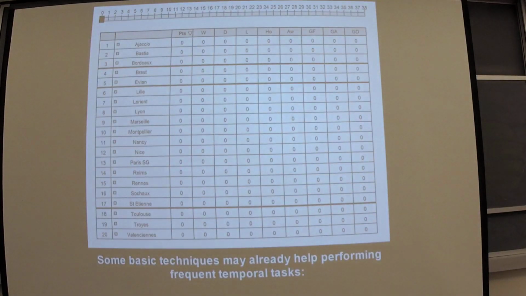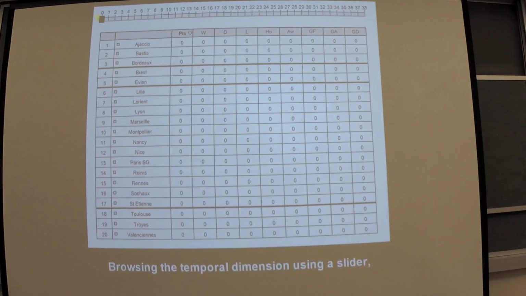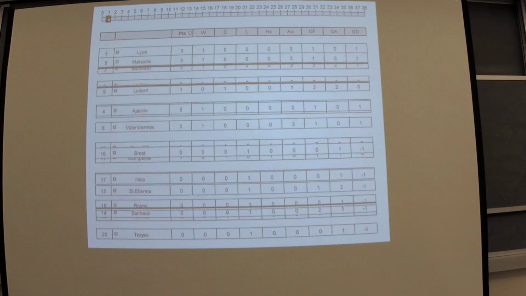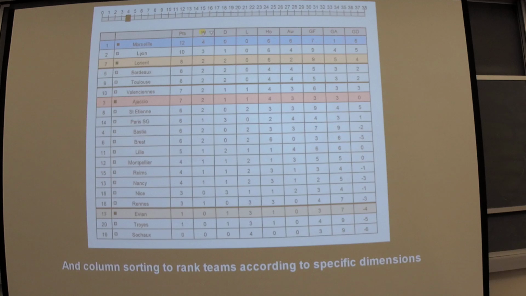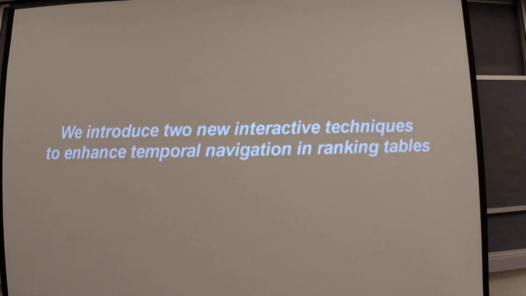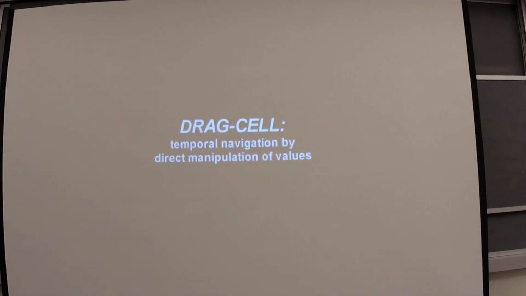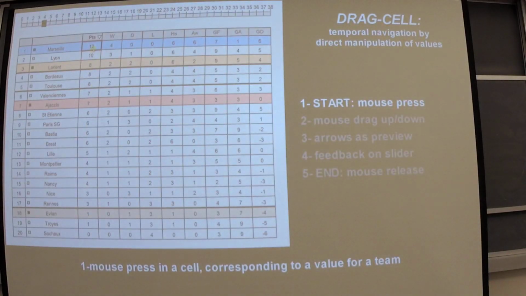To perform temporal tasks, well-known visualization and interaction techniques may help, such as sliders to browse the temporal dimension, animated transitions and row highlighting to follow a team, and column sorting to rank teams according to a specific dimension. However, performing complex temporal tasks is difficult using these generic techniques. We introduced two new interactive techniques to enhance temporal navigation in ranking tables. Drag cell is a direct manipulation technique to browse time by interacting with the value domain instead of the time domain.